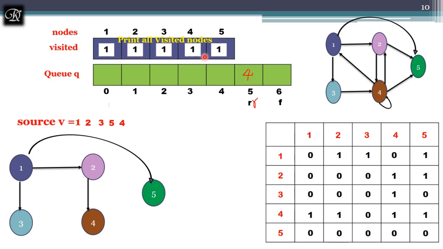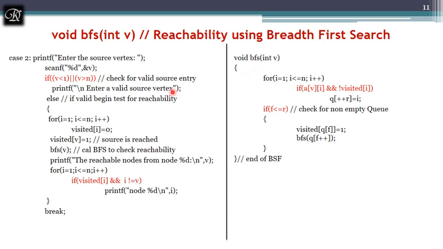Now my job is to print all these nodes using the simple single dimensional array visited with one single for loop. Let's code this. First we have to enter the source vertex, and the source vertex should not be less than 1 and should not be greater than n. Otherwise it will be a vertex which does not exist. That's why in the beginning we check whether it's a valid vertex or not. If it is a valid vertex, then only we will try to find the reachability. Otherwise we will not try to find the reachability.